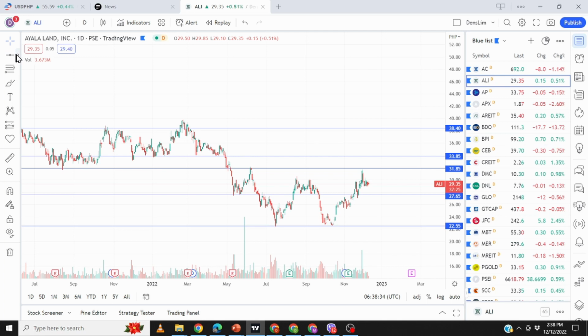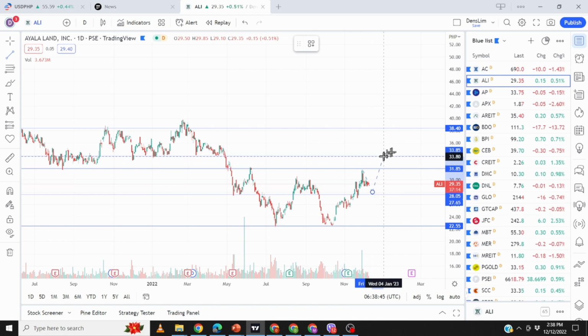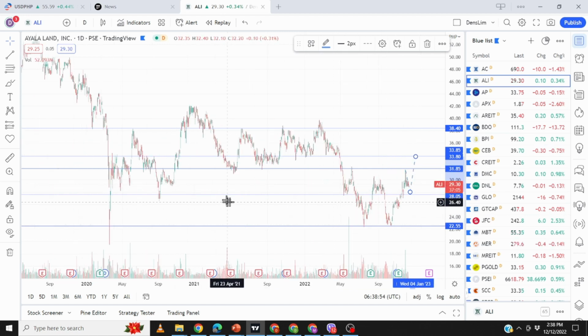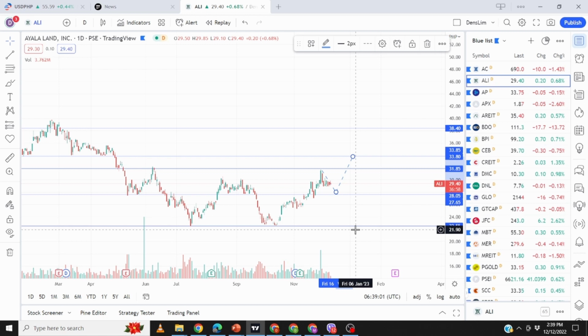So more likely this will go down, test support here, and if that support holds, it can break resistance here and test this resistance. This becomes support, right? So just by being able to draw horizontal lines, seeing certain patterns here, you can more or less predict the price action of your favorite stocks, and then you can set price targets accordingly.